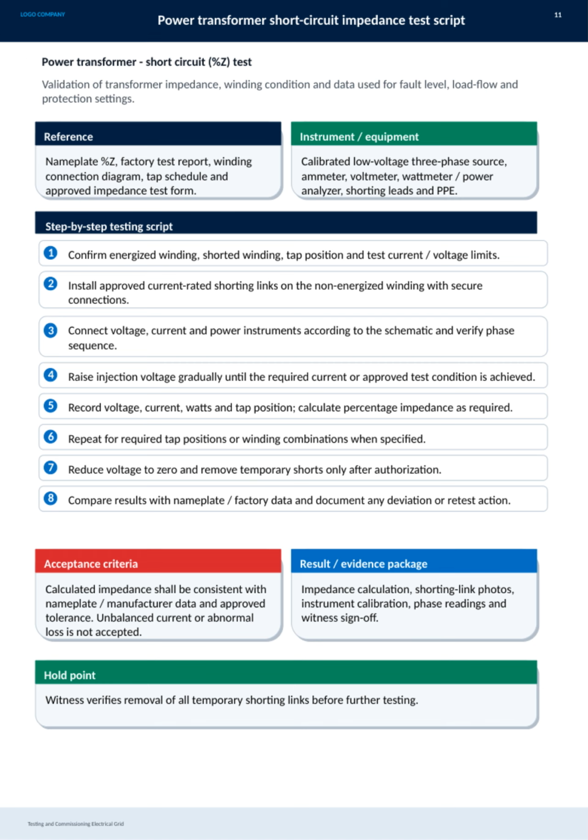First, confirming the energized and shorted winding, tap position, and test limits. Then, securely installing current-rated shorting links on the non-energized winding. Next, connecting measurement instruments per the schematic and verifying phase sequence. We then gradually increase the injection voltage until the approved test current or condition is met. Key measurements, voltage, current, watts, and tap position, are recorded to calculate the percentage impedance.